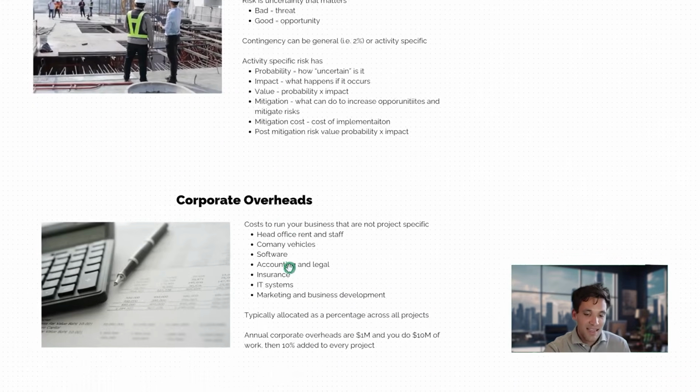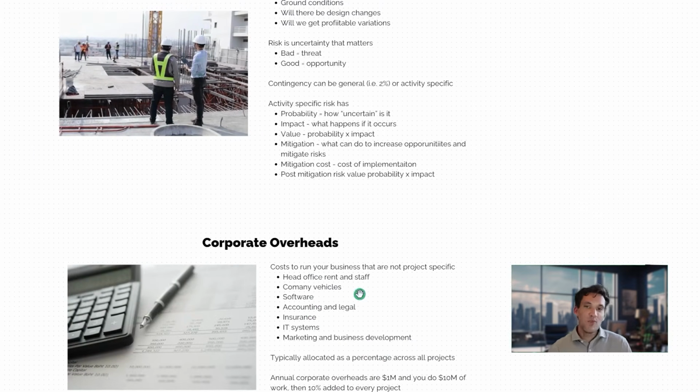The next thing we need to factor in are corporate overheads. In the same way, an indirect cost relates to a direct cost, not attributable to the specific activity. Our corporate overheads are business running costs that are non-specific to the project. So these are things like our head office rent and staff, our company vehicles, software costs, accounting and legal, insurances, IT systems, and probably the biggest one for construction companies is your marketing and business development, which is your cost of tendering new work. Now, the standard way of doing this is having a percentage across all of your projects, but again, some contractors will just bake this all into their profit margin.